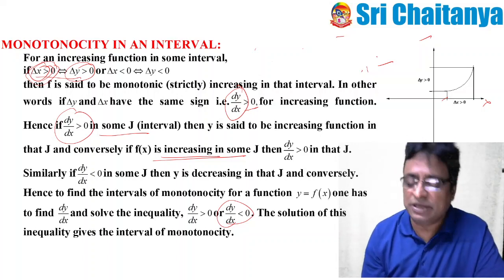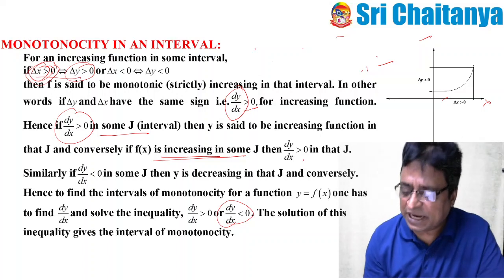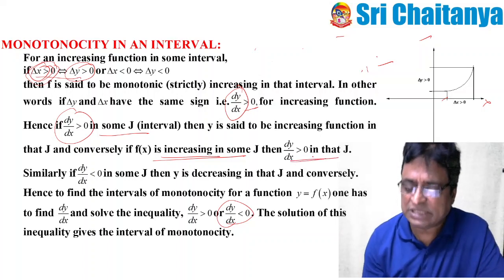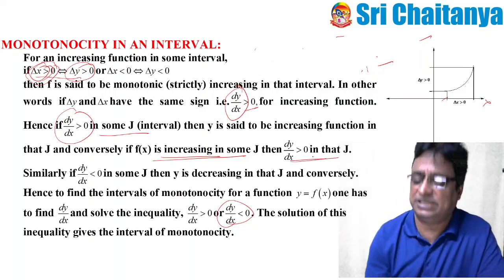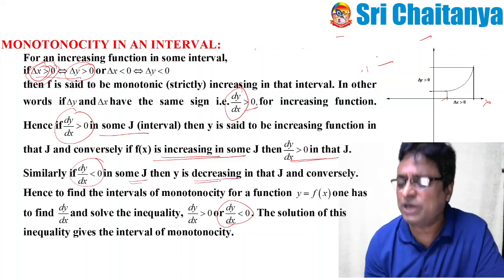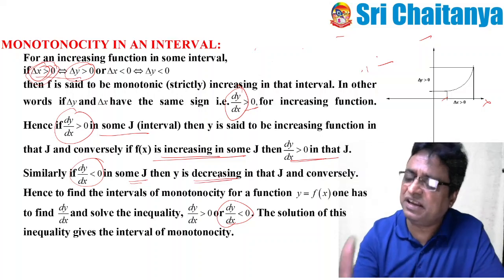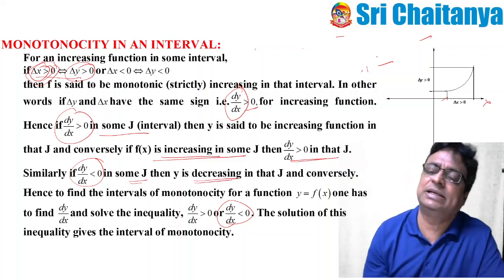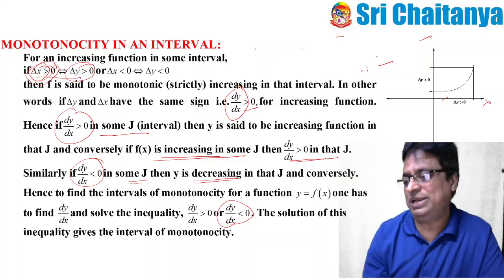What is this test? Find dy by dx. If it is greater than 0 in that particular interval, simply I can say that your function is increasing. If it is less than 0 in that particular interval, simply your function is decreasing. If it is either increasing or decreasing, I can say that your function is monotonic.